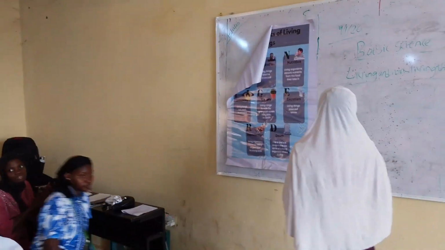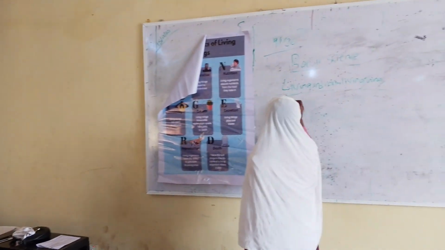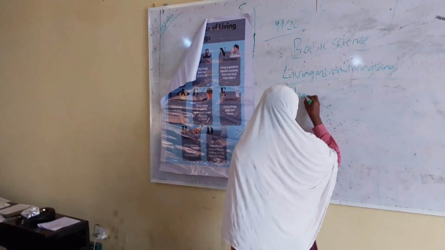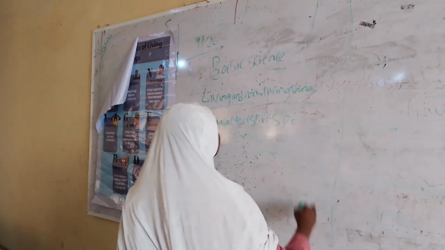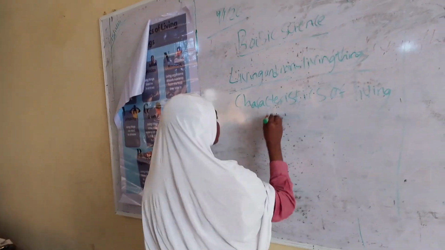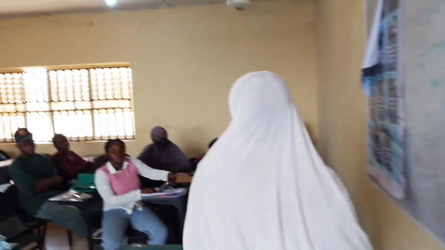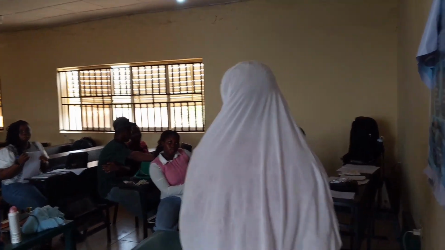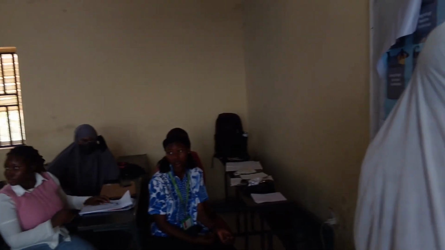Please clap for her. So movement, that brings us to our topic for today. Our topic for today is characteristics of living things. Can I hear you? Characteristics of living things. So we are going to be discussing the characteristics, the features that the picture contains that are not listed. As we said, movement is the number one characteristic.